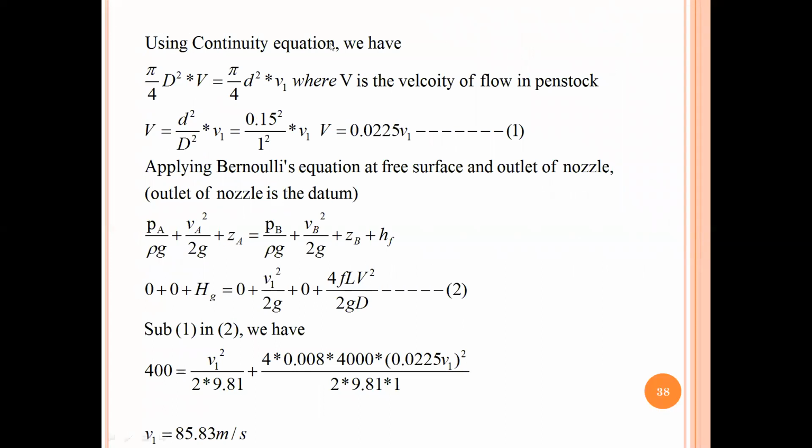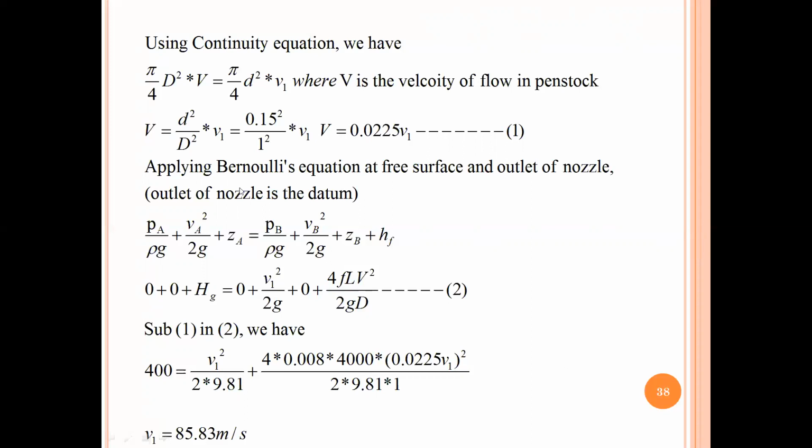Now I'm using the equations. Using the continuity equation, we have, this is my penstock, pi by 4 capital D square into V, where V is the velocity of flow in the penstock, equal to pi by 4 small d square into V1. I'm writing capital V in terms of V1. So I'll get capital V, the velocity of flow in the penstock, equal to 0.15 square divided by 1 square into V1. So my capital V is equal to 0.0225 V1. Let this be equation 1.